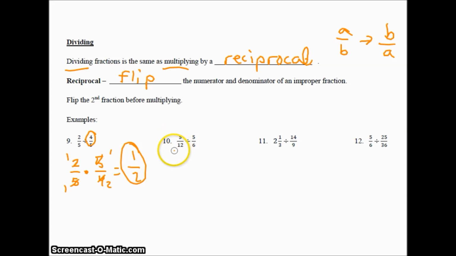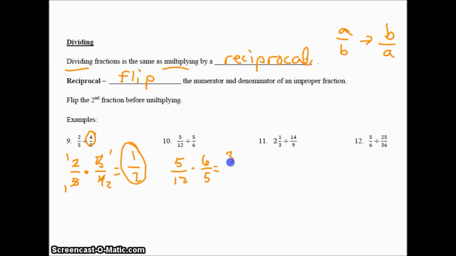So let's take a look at the second one here. 5/12 divided by 5/6. Again, we're going to keep the first one the same. Do not change the first one. Multiply by the reciprocal of the second fraction. So that is 6/5. Okay, let's multiply this through without doing the cross reduction first, so we can see that we do in fact get the same answer.